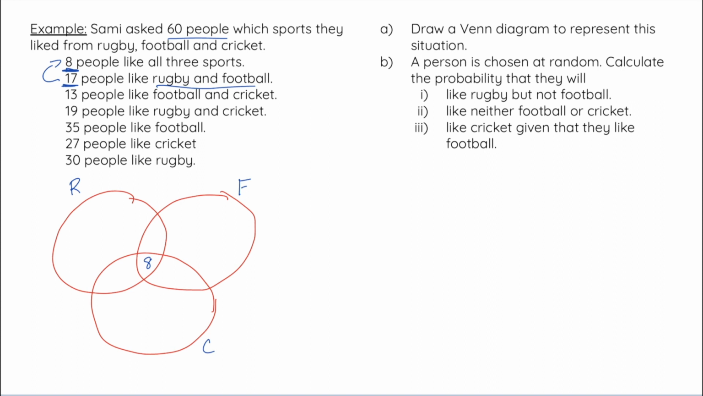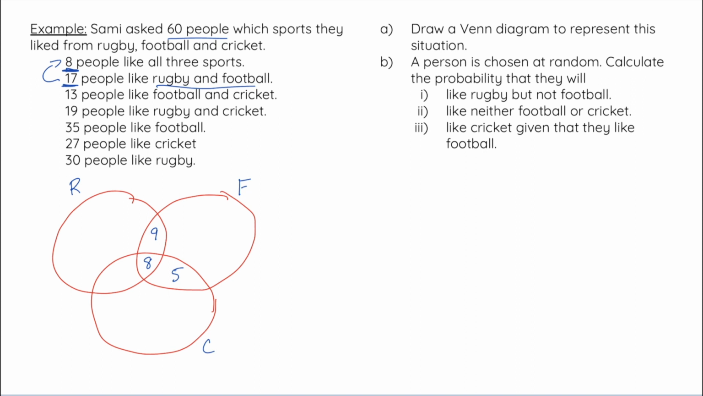So what we'll do is for this section here, we do 17 minus 8, and so we end up with 9 here. That's where the 9 comes from. And we do the same thing for football and cricket. That means we would have a 5 in this section. And then we do the same thing for rugby and cricket.